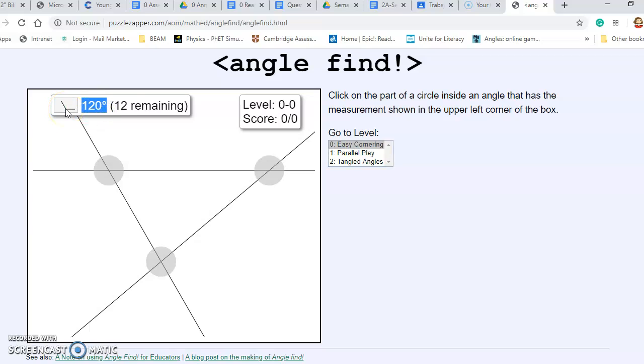So we need to find 12 angles with 120 degrees. So I need to look the way how it's shaped and I click in the correct ones. They say that it misses 10 more, so we need to find 10 more. But this one says that it's too large, so we need to find other ones.